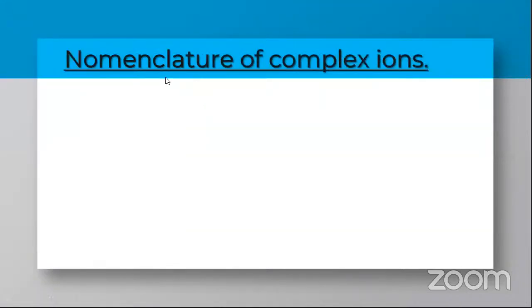So let's look at nomenclature of complex ions. When I say nomenclature, I mean naming of complex ions.